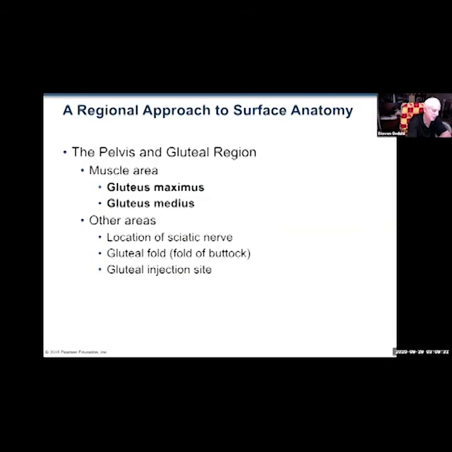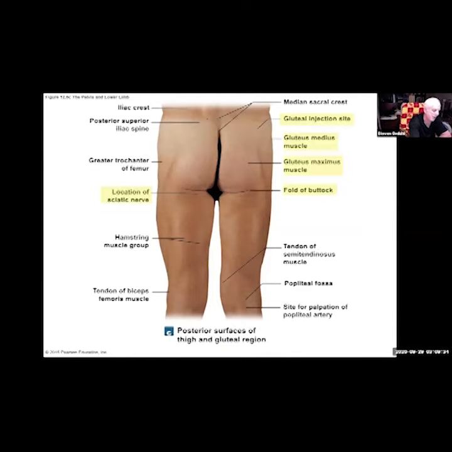And what you do with your gluteal injection site is go up high and lateral. Okay. The sciatic nerve runs more medial. So you always go high and lateral when you do your gluteal injection, so you avoid the sciatic nerve. You have your gluteus medius muscle and the gluteus maximus muscle. And you get the fold of the buttocks.